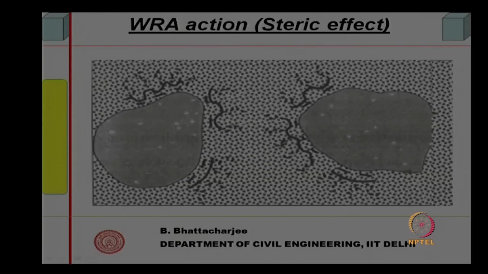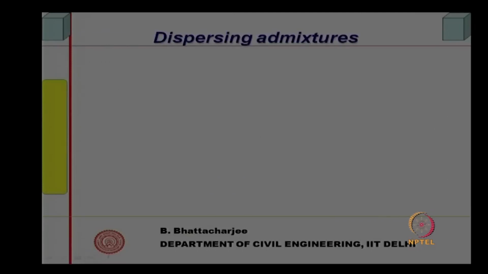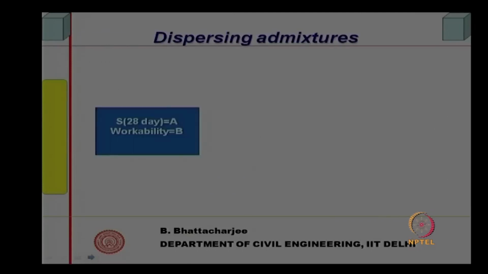So, the steric effect is visual here. For example, you can see the main chain and the branches are here. The main chain, the branches are on this side, and these branches cause pushing apart. So, the steric effect is because of the size. This is your cement particle, this is your cement particle, and because of the size they push each other away from each other. So, dispersing admixtures, continuing with that.